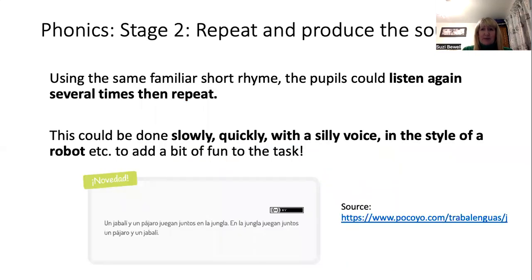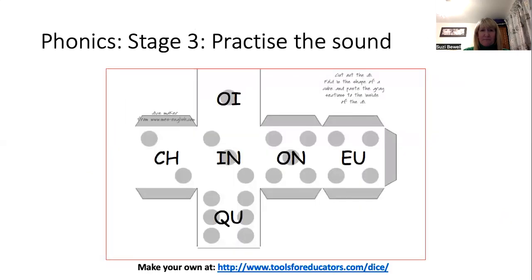In stage two, it's more about repeating and producing the sound. So, again, using the same familiar short rhyme that you used in stage one, the pupils could listen again several times and then simply repeat. It could be done in a fun way, so slowly, quickly, with a silly voice in the style of a robot. Just add a little bit of fun to the task. And there's a little source button at the bottom there, where, for example, the h sound, which I've been practicing with my year 8 students recently, just getting them to produce a tongue twister, for example, like the one below.